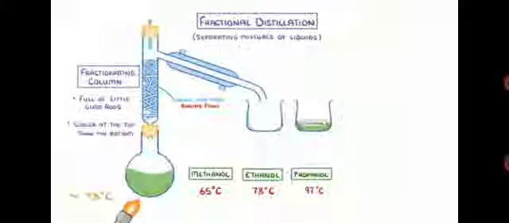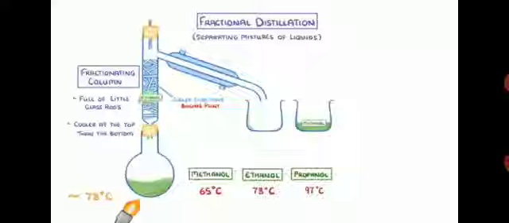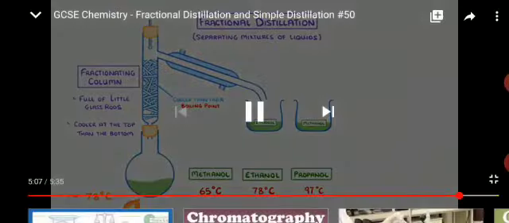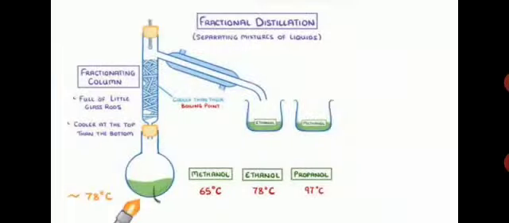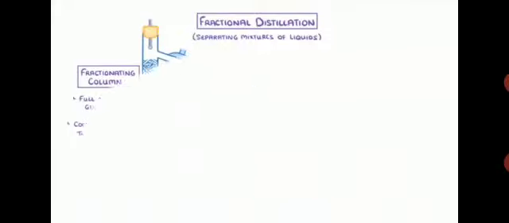Once all the ethanol vaporizes, it will reach the condenser and get condensed as liquid, and it will be removed separately. And finally we are left with propanol alone in the round bottom flask. That is, after attaining 97 degrees Celsius, propanol also will get vaporized and it will be collected separately.